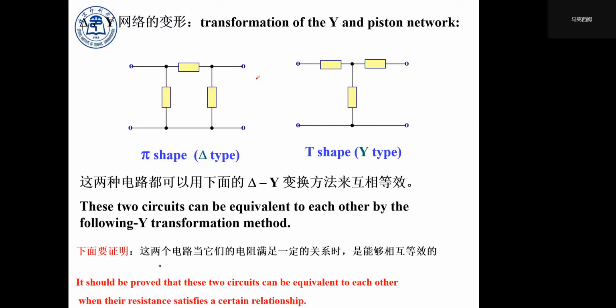Those two kinds of circuit can be transformed to each other through the equivalent method, but under certain preconditions, which means it requires a special relationship between the values of their resistance.